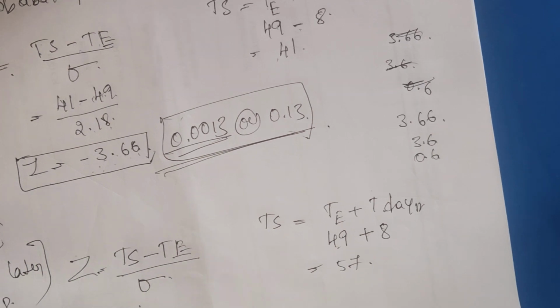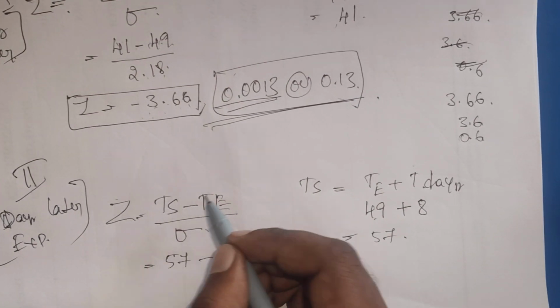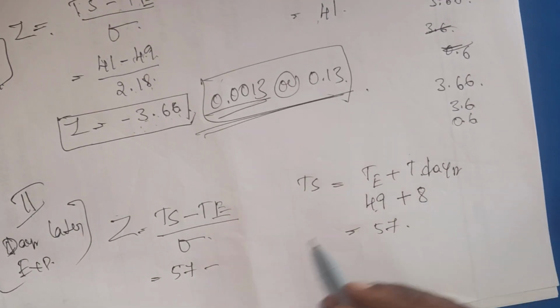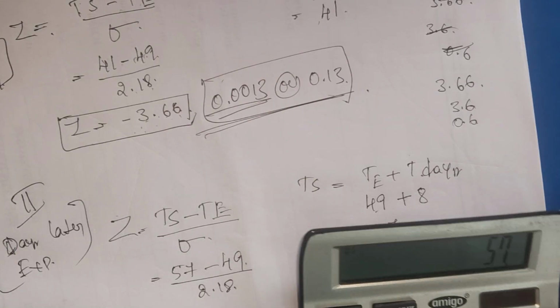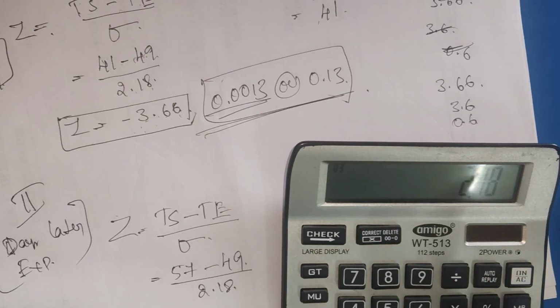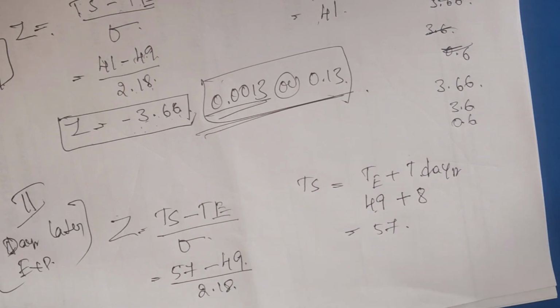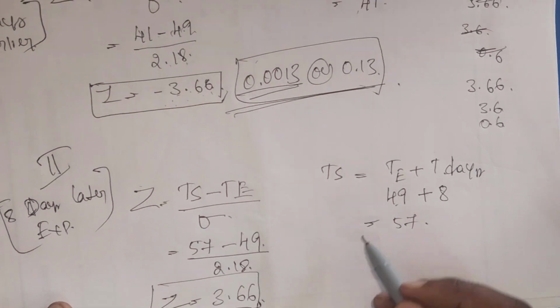So now TS is 57, minus the expected duration of 49, and the standard deviation is the same, 2.18. So 57 minus 49 divided by 2.18 is equal to 3.66. Z equals 3.66. Okay, same result but positive.